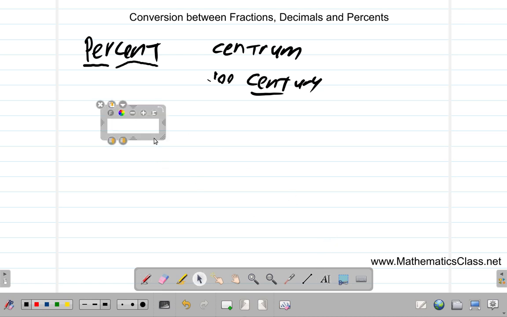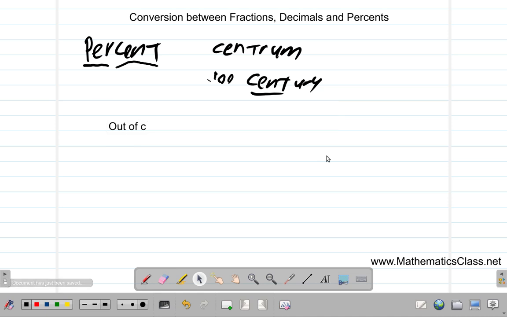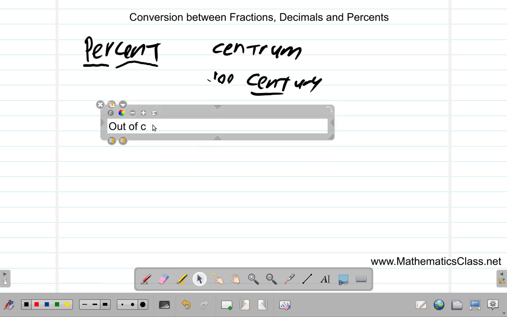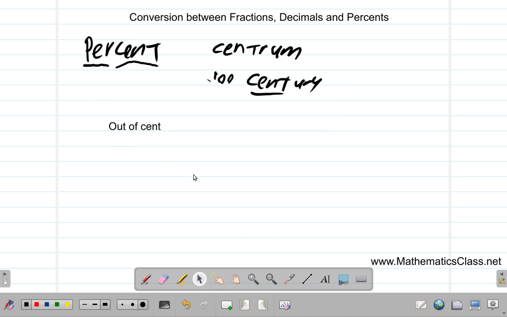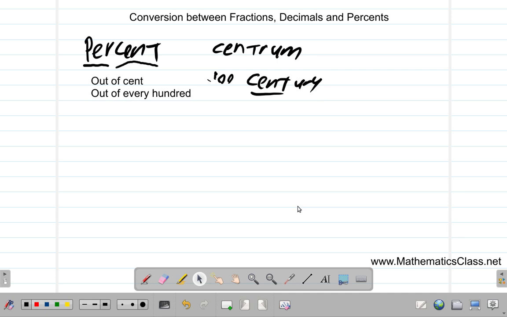Alright, let me type that the thing there. It mean out of, sure, that's it, yeah. Out of cent, per cent, out of 100. So, out of cent, it really mean out of every 100. Right? Now, the symbol for percent is something like this.